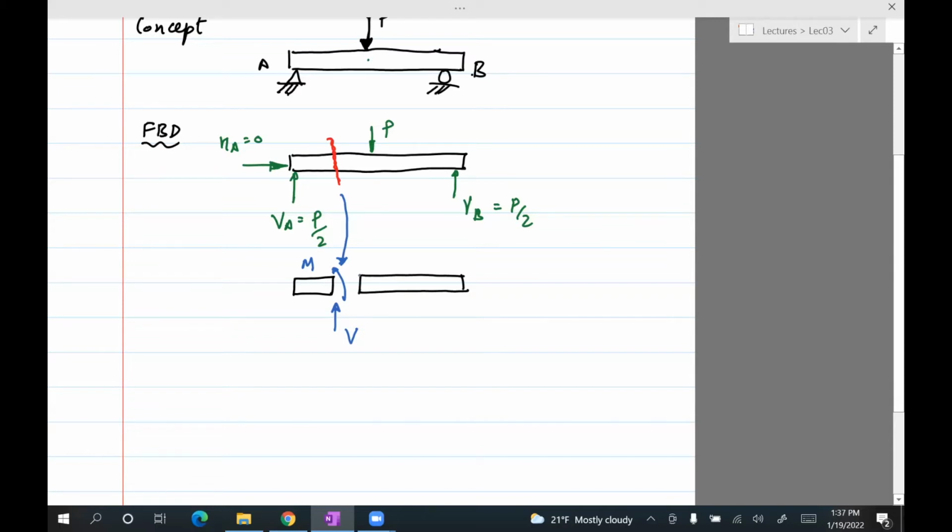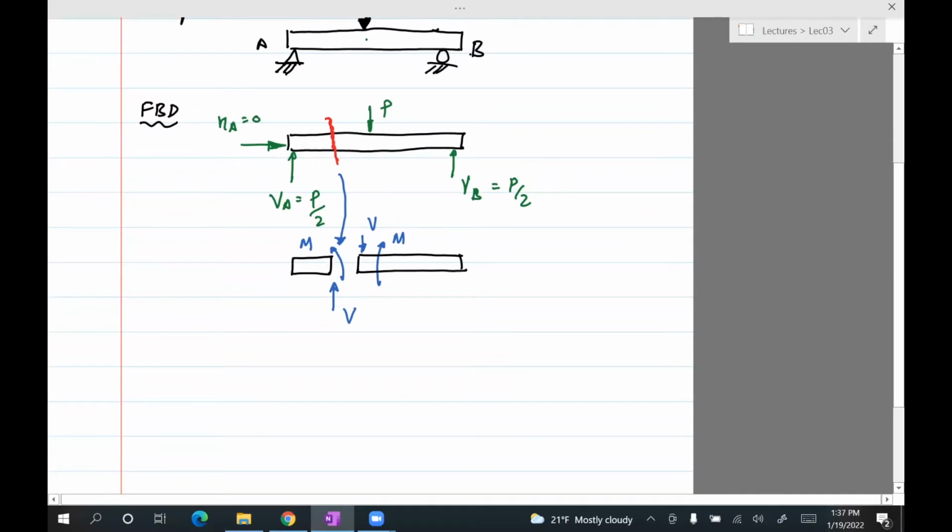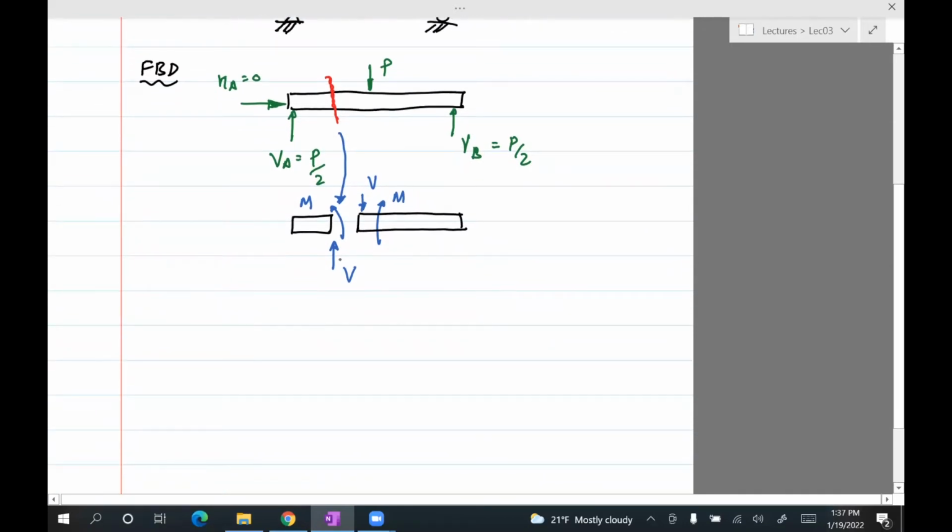And then we know by Newton's third law, which says that every action has an equal and opposite reaction, there should be an equivalent force on the other side and a moment of the same magnitude but opposite direction. So that's what is going on at a cut. There is a moment and there is a shear force. If there's a moment and a shear force, there's going to be a stress. And that stress is the one we care about because that stress can potentially lead to failure.